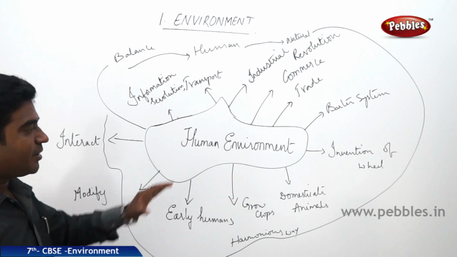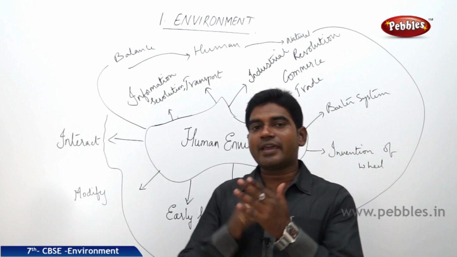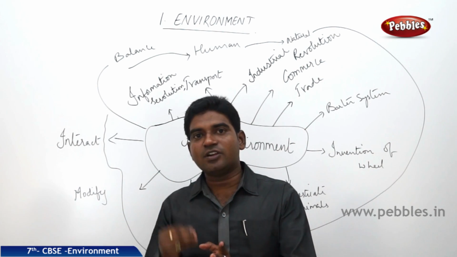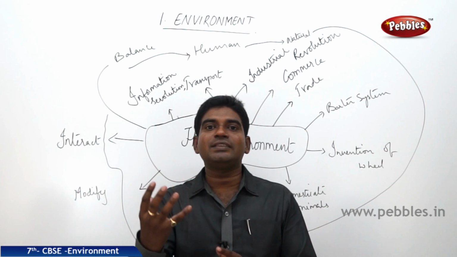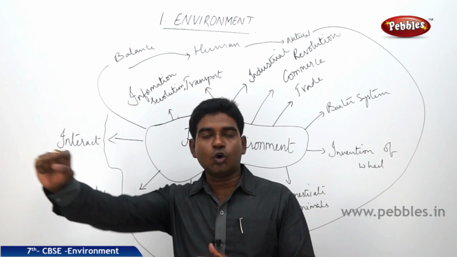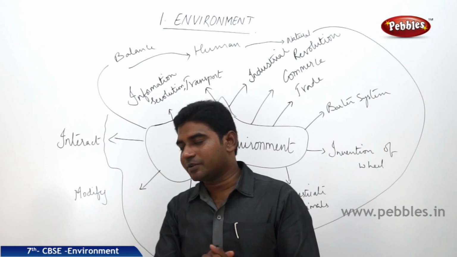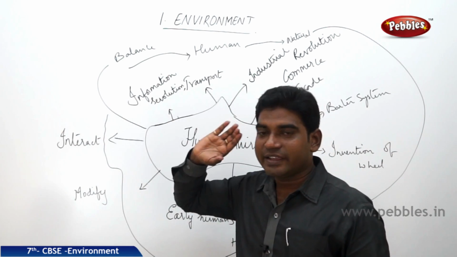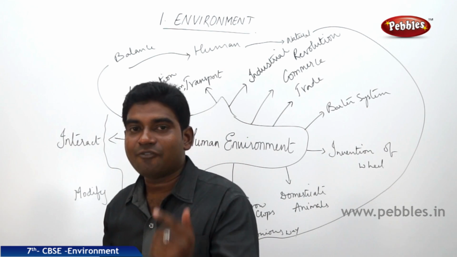So the human environment: starting from the early man, man started to interact with the environment and with nature. Man started to adjust to the advantages he was getting from nature. Man started to know what is available for him or gifted to him by nature. That is how he first interacted.